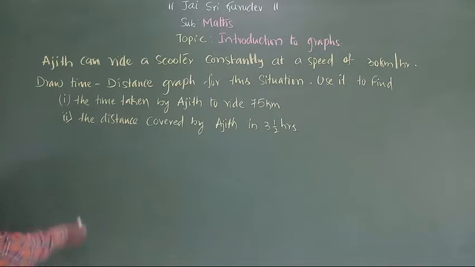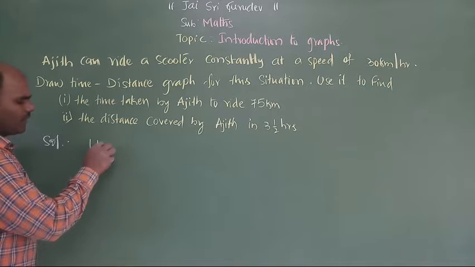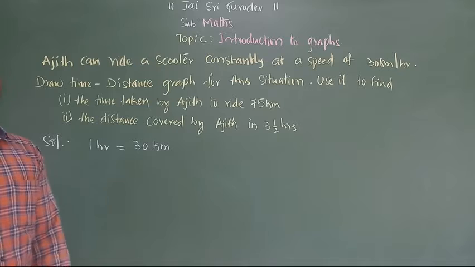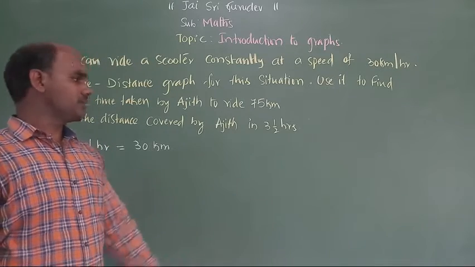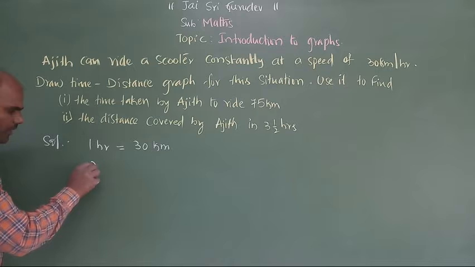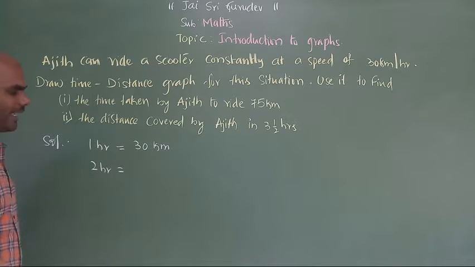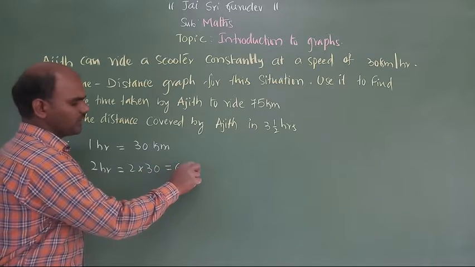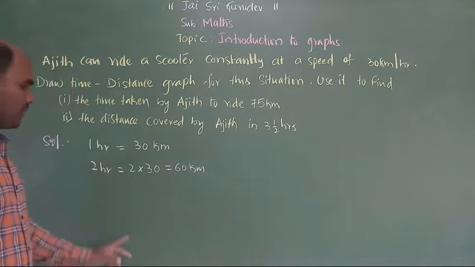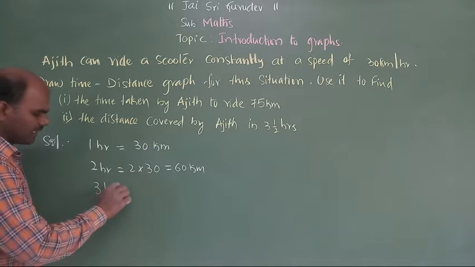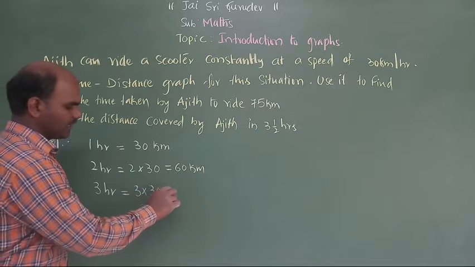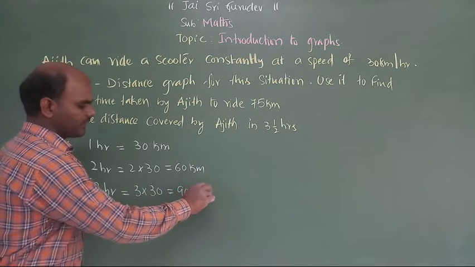So what are the conditions given? Solution: 1 hour it will travel, that means how much distance is it moving? 30 kilometers. When the time becomes 2 hours, then that is 2 into 30, which is 60 kilometers it will travel. If it travels 3 hours, then that is 3 into 30, which equals 90 kilometers.